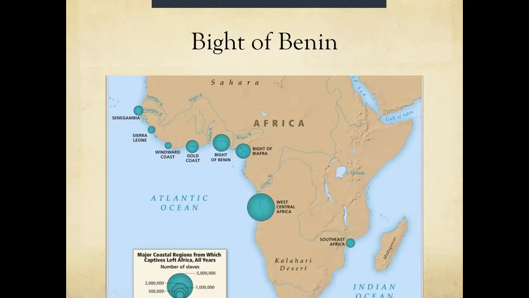And so again, you can see these are the areas, these are the numbers of enslaved persons that ultimately left Africa from these different locations. And so this West Central Africa area, the Bight of Benin and the Bight of Biafra, these are the earlier two, and then this one comes later on.